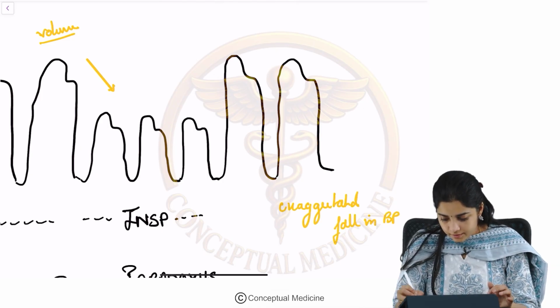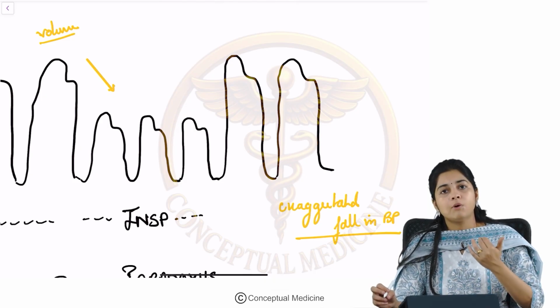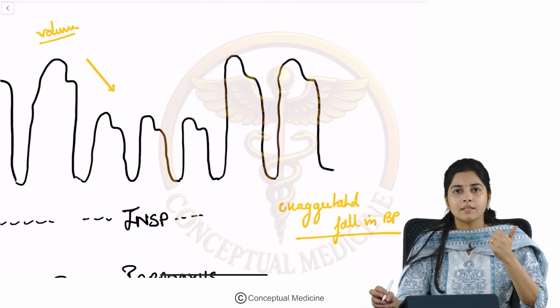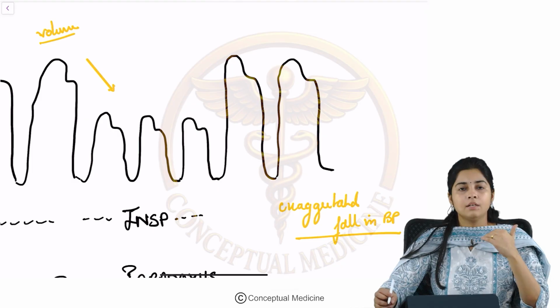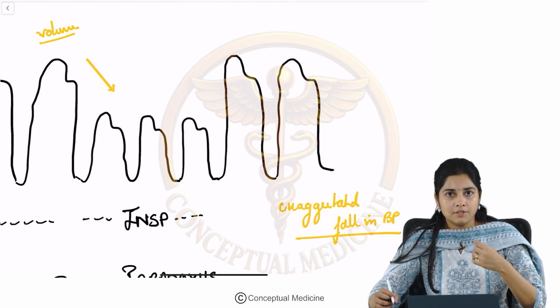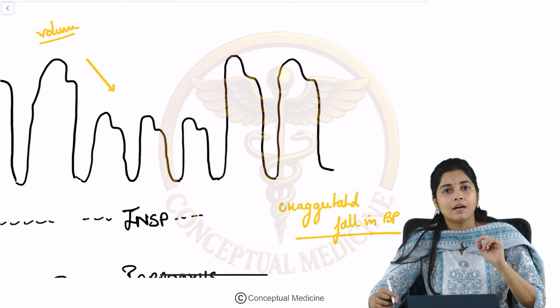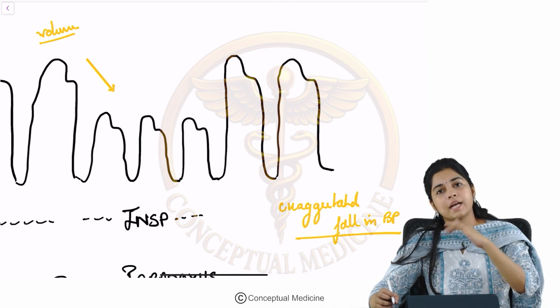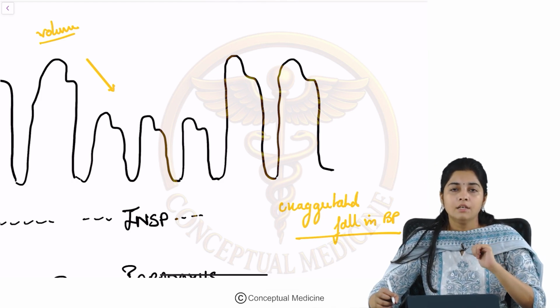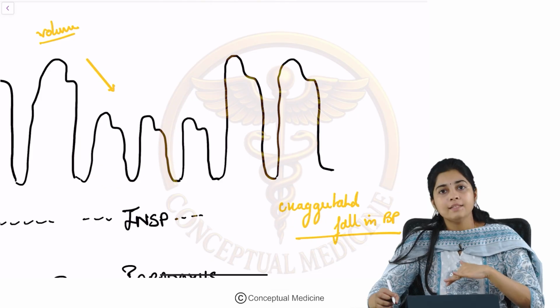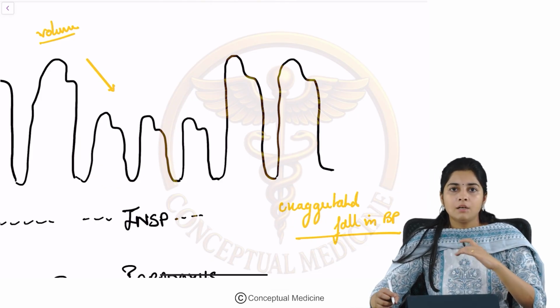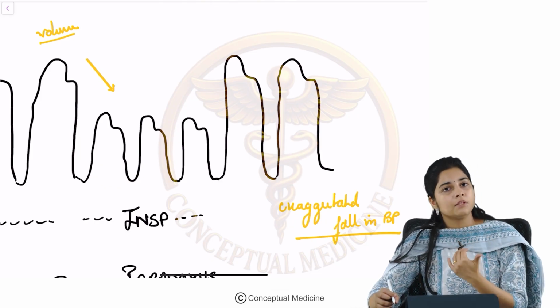Right? So during inspiration, what happens? Let us understand this mechanism. During inspiration, there is a negative intrathoracic pressure and the venous return to the heart increases. Venous return to the right side of the heart increases. If the venous return to the right side of the heart increases, the blood is then pushed into the pulmonary arteries.